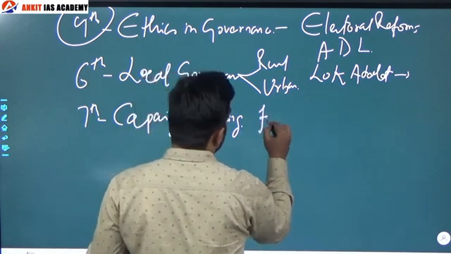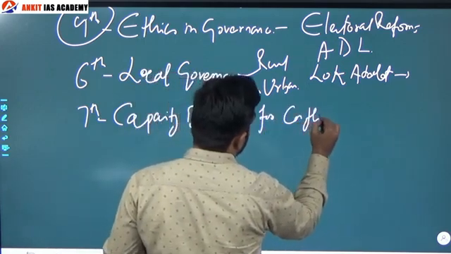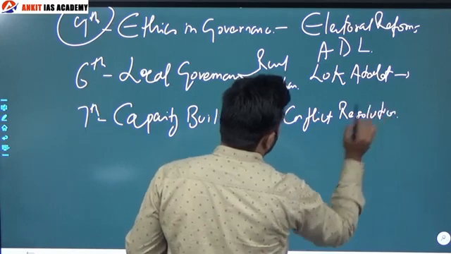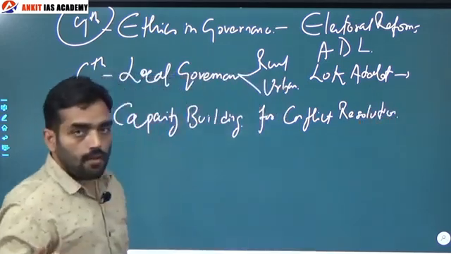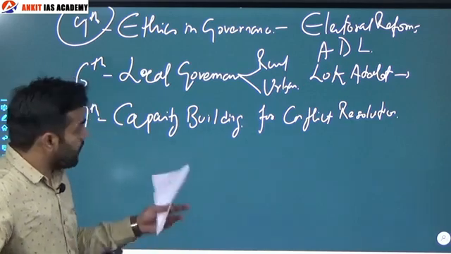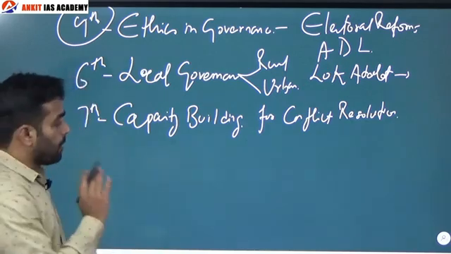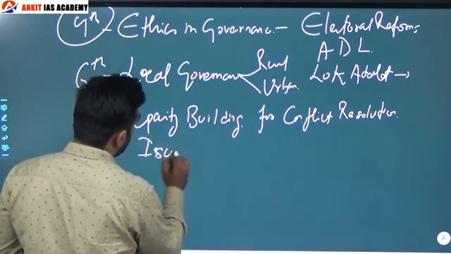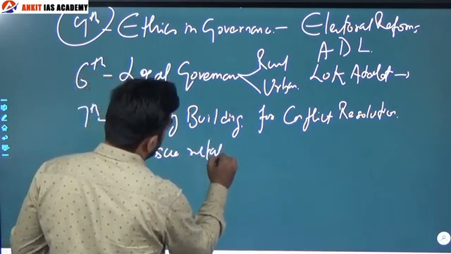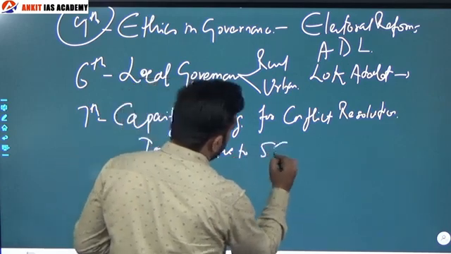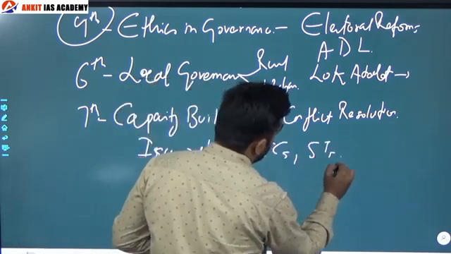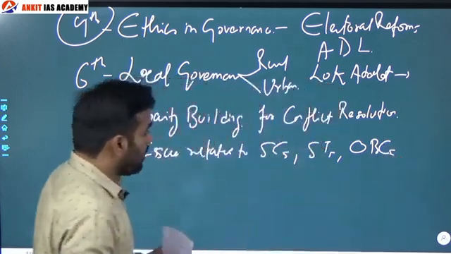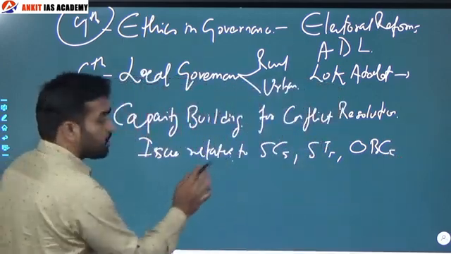Capacity building for conflict resolution. So in this report, you will also see chapters on land reforms and all. But in this report, you have to read chapters only on issues related to SCs, STs, other backward classes. Fine. So limit yourself to only these chapters, not the entire report.